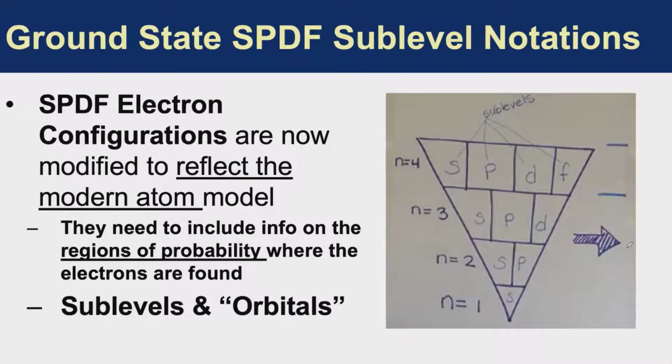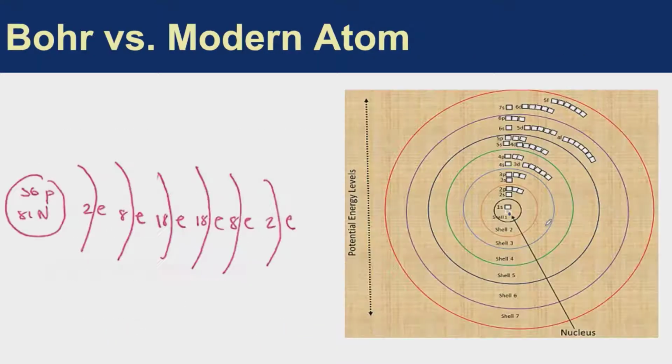Ground state SPDF electron sublevel notations are now the gold standard in the way we do electron configurations. And yes, you won't see them on the Regents exam, but the reality is in every other chemistry class, they are the go-to. They reflect the most modern version of the atom and include information on those regions of probability by using sublevels and orbitals. We're going to get into what those are. You'll notice we're starting to look at the fact that maybe within those principal energy levels, there are regions of probability that we may not have thought existed in the past.